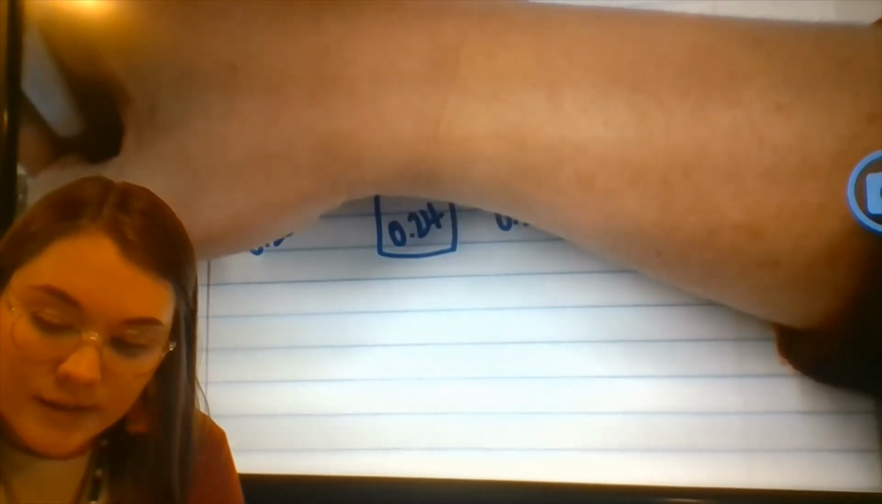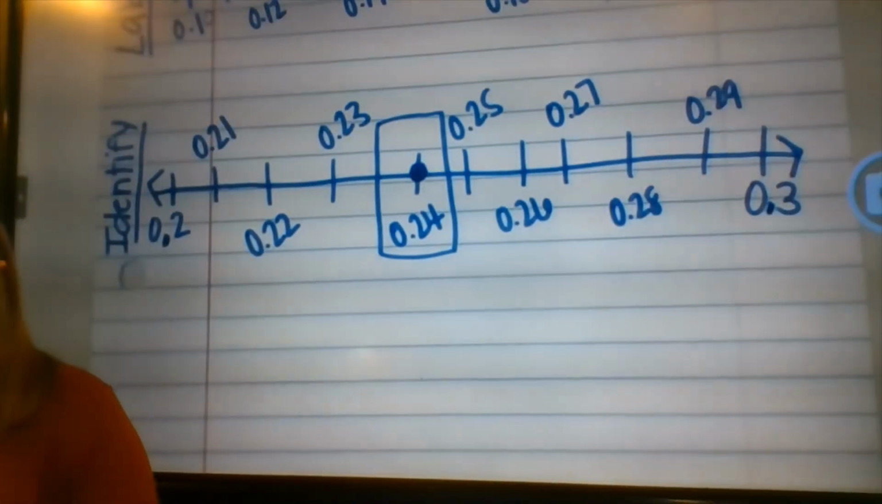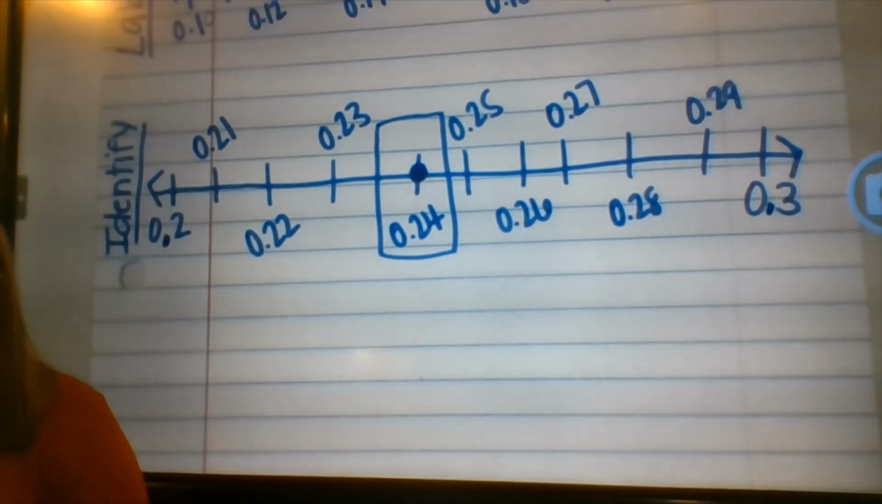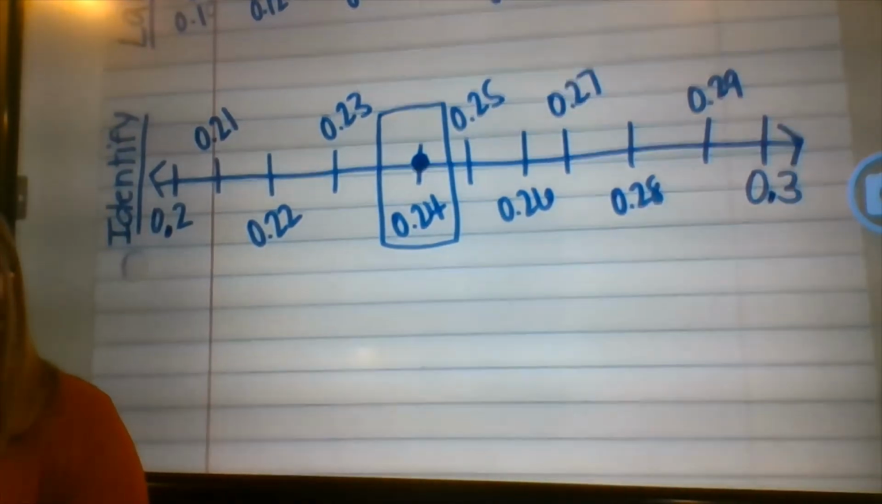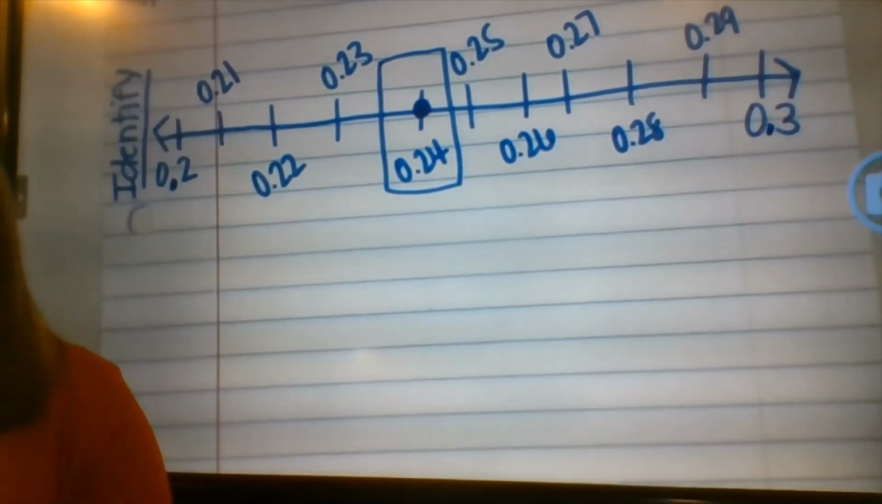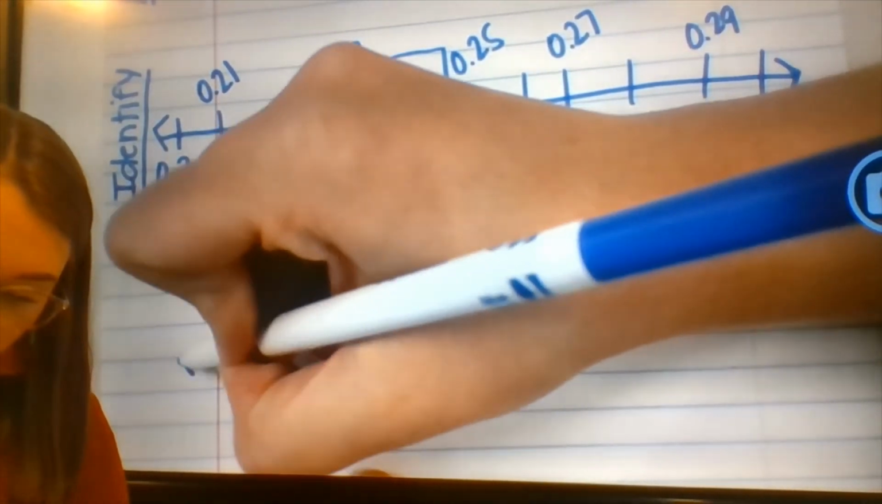On this one, I want you to put identify next to it. And then you're going to scoot down. Again, if you need to pause it, please feel free to do so. And you're going to draw this next number line.